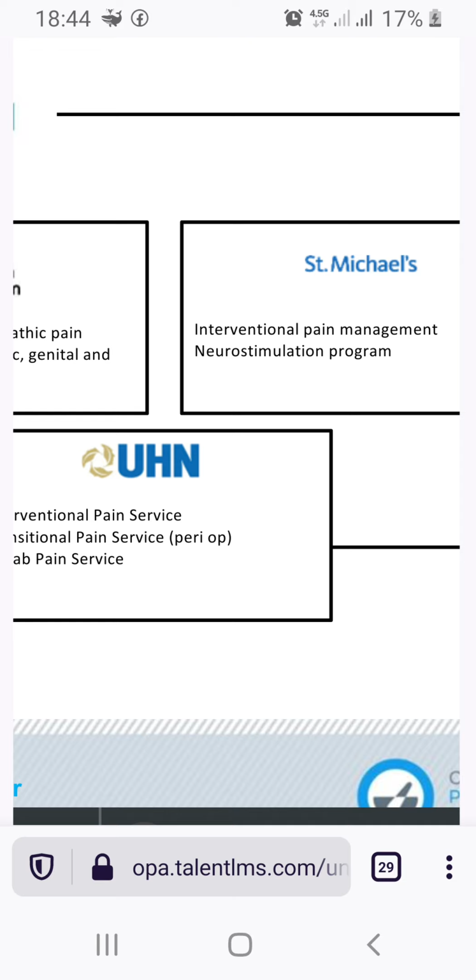And then UHN is a massive program. They have interventional pain services, transitional pain services. So that's for the perioperative patients, so pre and post-op patients that struggle with chronic pain. And as well as Toronto Rehab, they have a comprehensive pain service there. So that's why we are considered the hub of chronic pain service in Toronto.